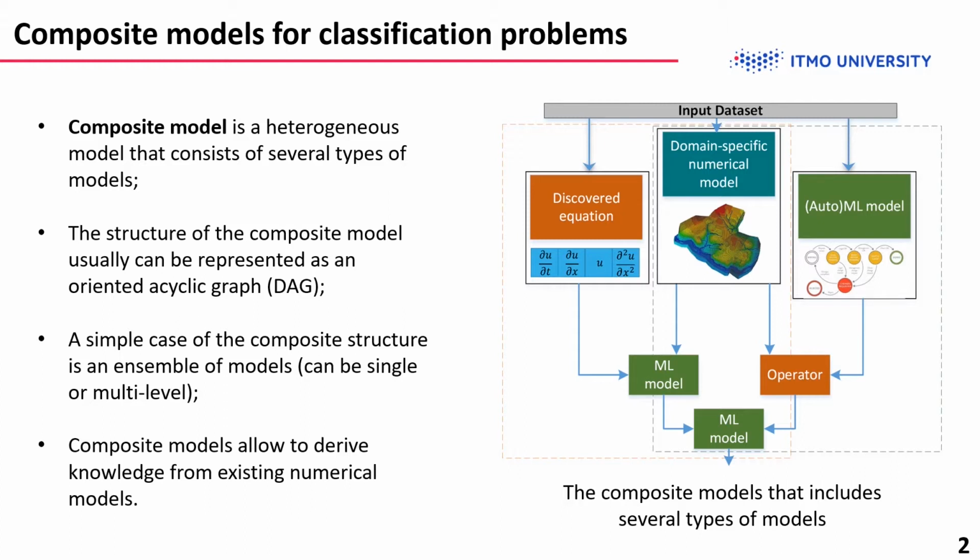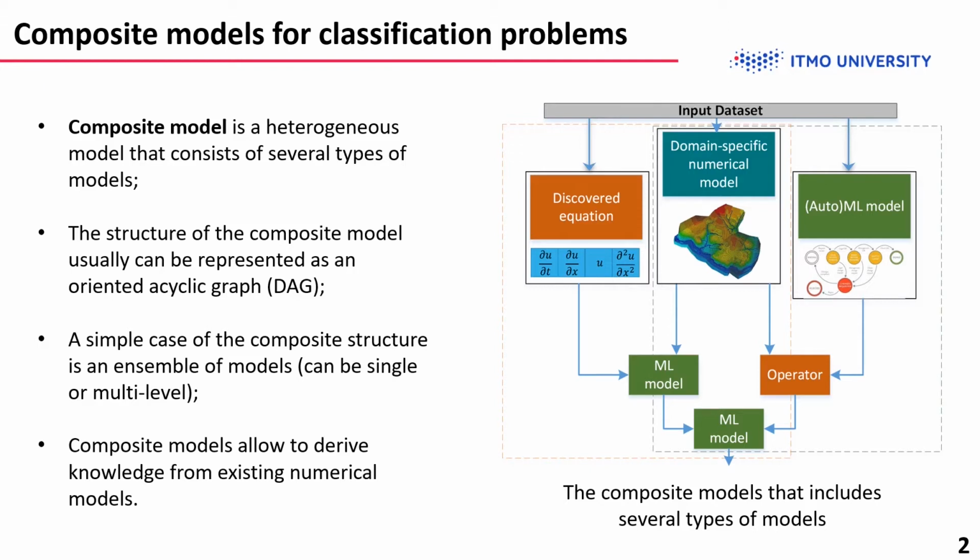The elements of this graph are machine learning models intended for classification or some other problems, for example, for clusterization and regression and so on. A simple case of the composite structure is an ensemble of models which can be single or multi-level. On the picture we can see examples of composite models. The first composite model example on the first layer includes a differential equation and a numerical model that describe the same process and simultaneously arrive to a machine learning model.